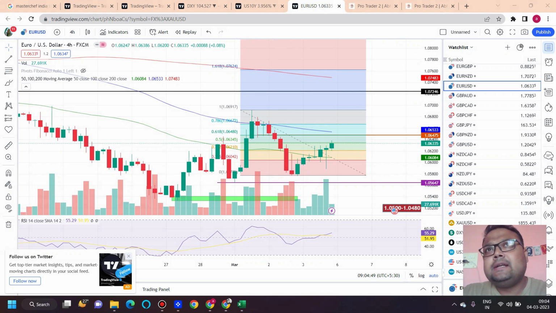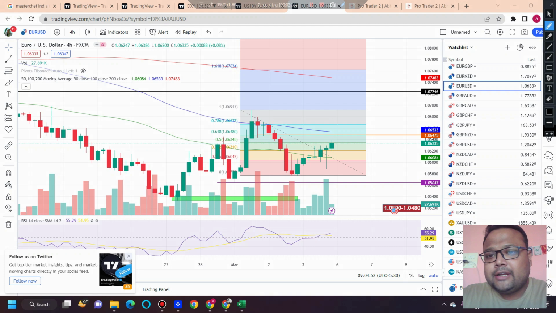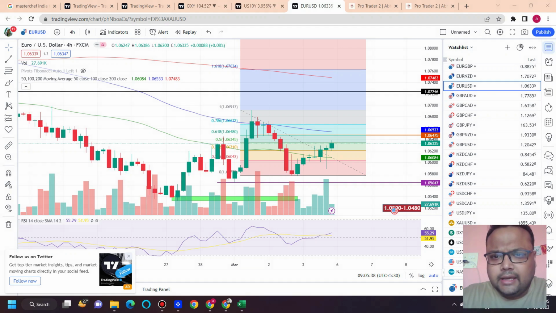So if you see that DXY is taking support and Euro USD is also trying to reverse, then you can consider taking a sell position around this area. But get the additional confirmation from DXY, because DXY's movement played a major role on Friday, and it will also play a major role in the coming days, because the dollar is the most popular currency in the world.